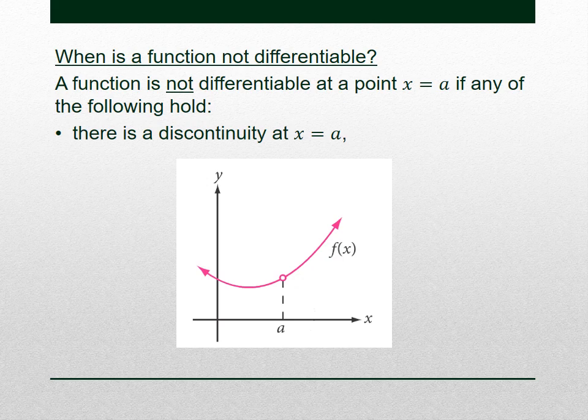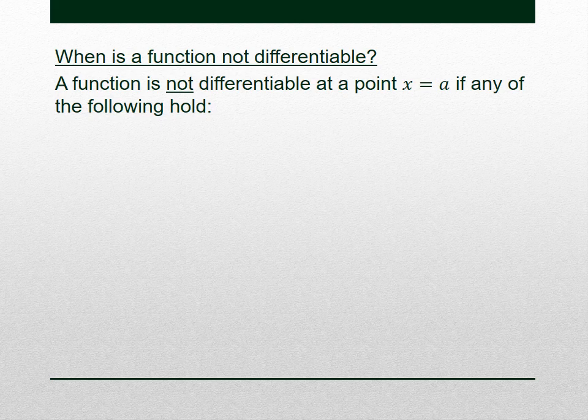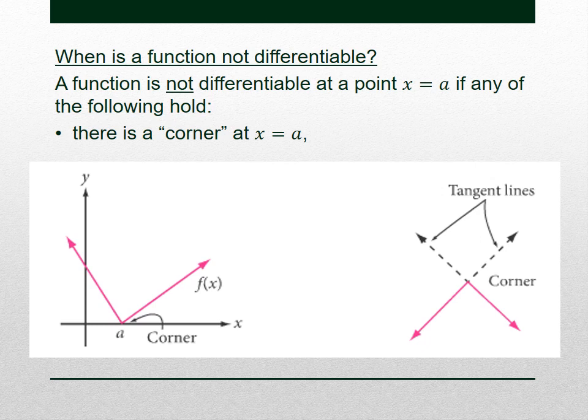So that would be something like this. If you have a hole at that x value a, then you're not continuous, and so you cannot be differentiable there. It's also not continuous if there's a corner. Right? So if you have a corner on your graph, then you're not continuous there.